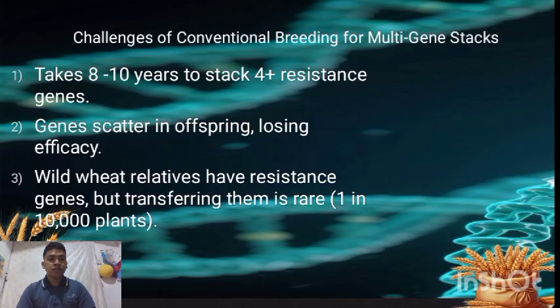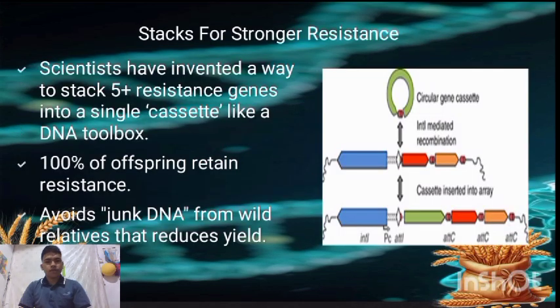Because of conventional breeding, you are required to get numbers of resistant crops to crossbreed to your plants to get multi-genes. Stacking for stronger resistance: scientists have invented a way to stack 5 plus resistant genes into a single cassette, like a DNA toolbox. 100% of the offspring retain resistance, avoiding junk DNA from wild relatives that reduces yield.